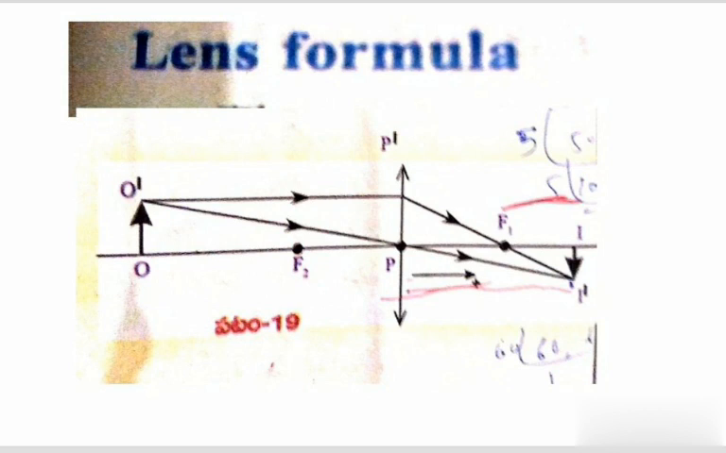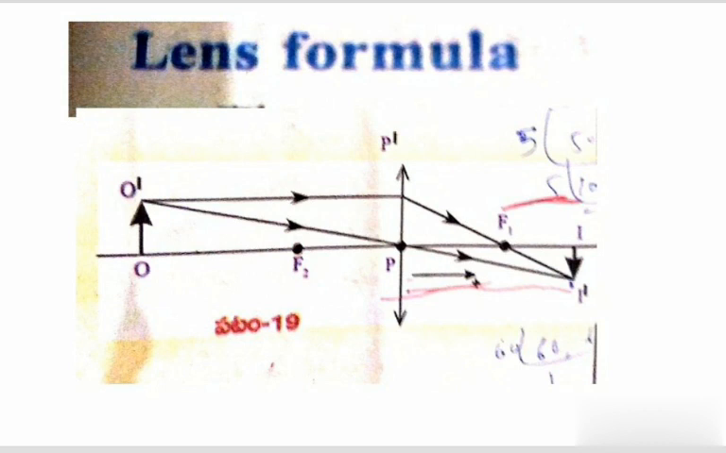O dash is the object we kept in front of a biconvex lens. From the point O also, one ray travels along the principal axis. The ray which travels through the principal axis does not deviate, as we discussed. So the ray also travels through the principal axis after falling on the lens, not changing its direction, and follows the same path.